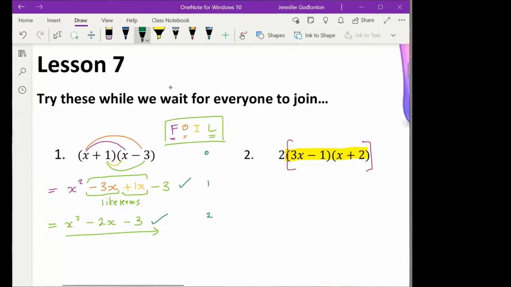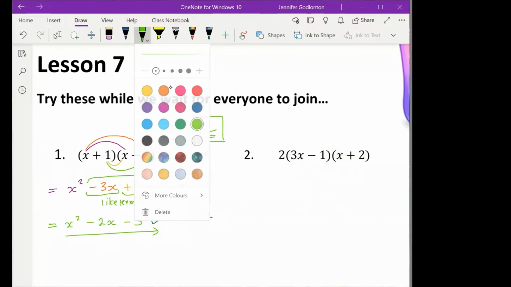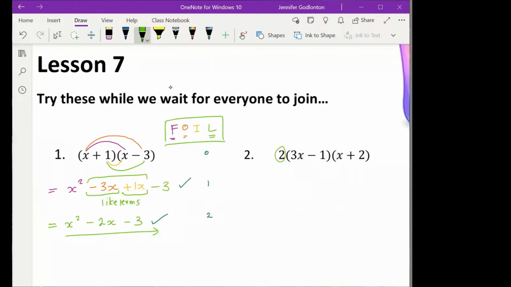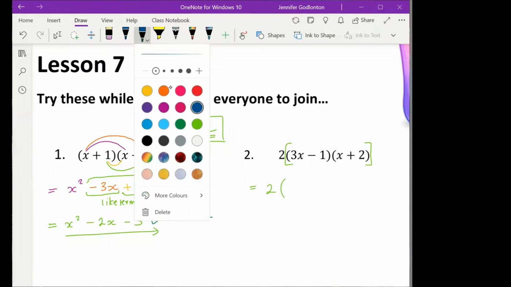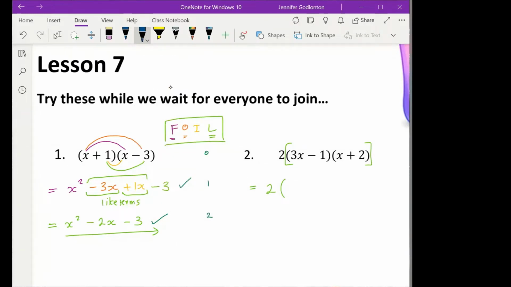Okay, so let's have a look at question 2. Now, the reason question 2 is trickier is because we've got this number chilling on the outside of these 2 brackets. Okay, hi, Feroza. And so the first thing we want to do is multiply those 2 brackets together. That's our first goal. So we're going to keep our 2 exactly where it is, and then we're going to start doing our FOIL. So try and follow along, those of you who are feeling confused.